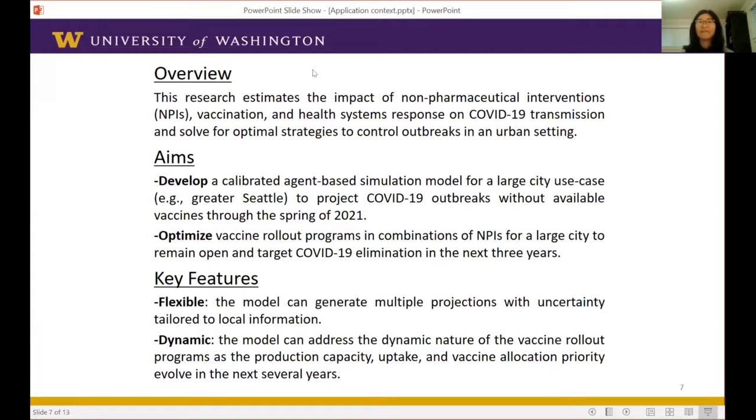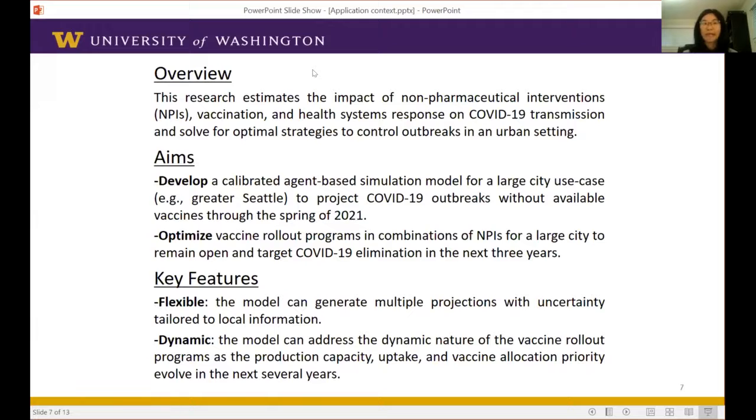Policymakers continue to have uncertainties on how to answer important questions about the novel coronavirus, such as when and how to keep society open and how to distribute a vaccine in the near future. Our research estimates the impact of non-pharmaceutical interventions, vaccination, and health systems response on COVID-19 transmission. We solve for the optimal strategies to control outbreaks in an urban setting.